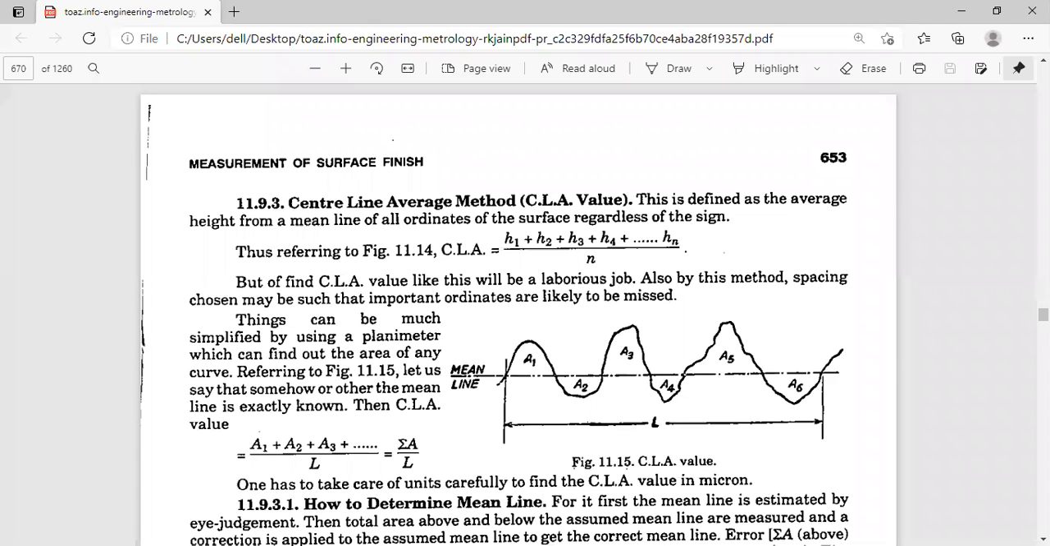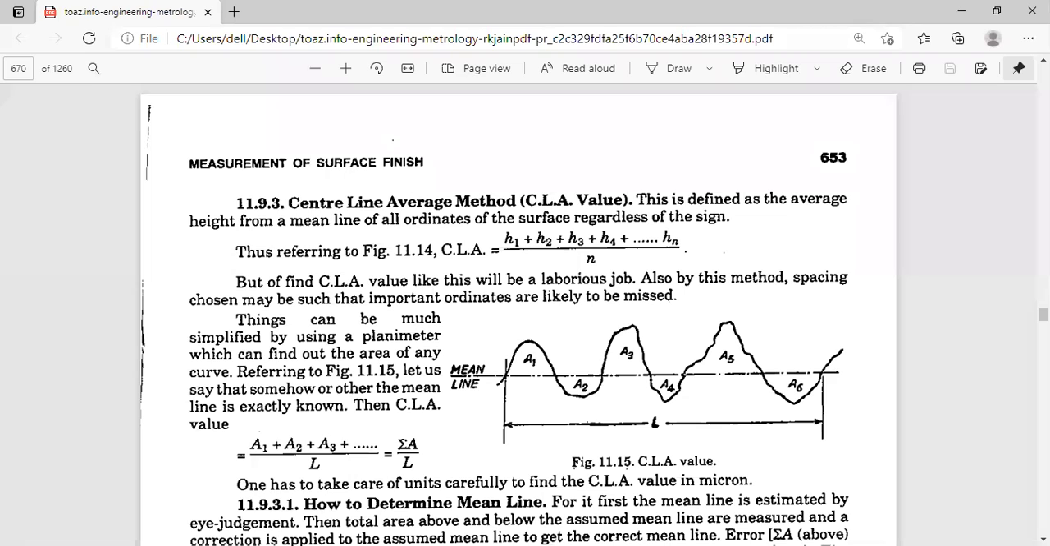Centerline average is only the average of the ordinates: h1 plus h2 plus h3 plus and so on, by n. But finding the CLA value like this is a very laborious job, and you have to take care of the spacing between the irregularities. That's also there, the spacing between the ordinates.